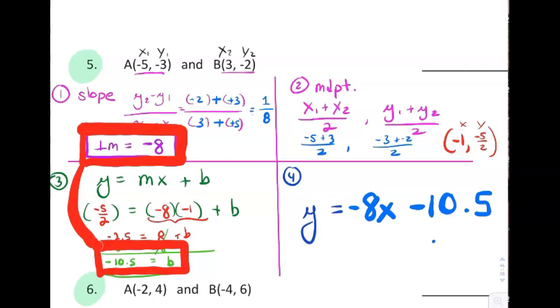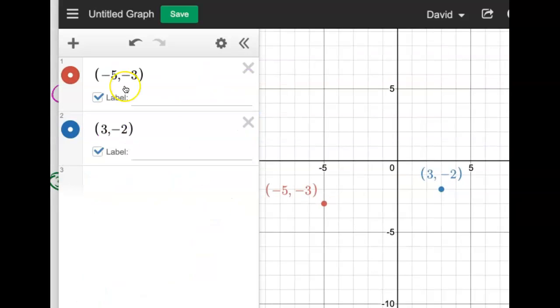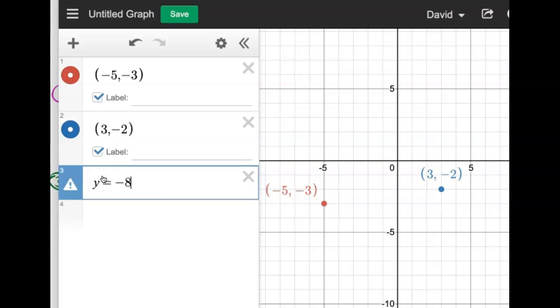That's the equation of that line, the perpendicular bisector that goes through those 2 points. Really quickly, if I went to Desmos just to graph this, I plotted the point -5, -3, and the point 3, -2. So what I want to do is pretend these are connected, but I want the perpendicular bisector of that, so it would look like this. So our answer was y equals -8x minus 10.5.